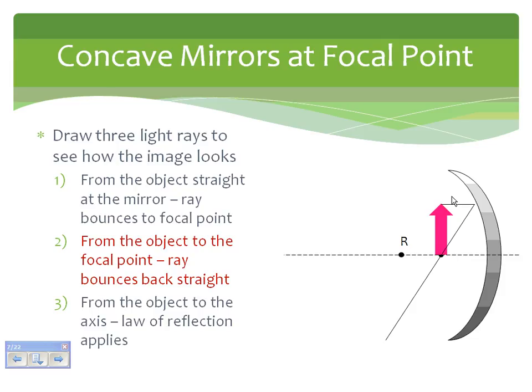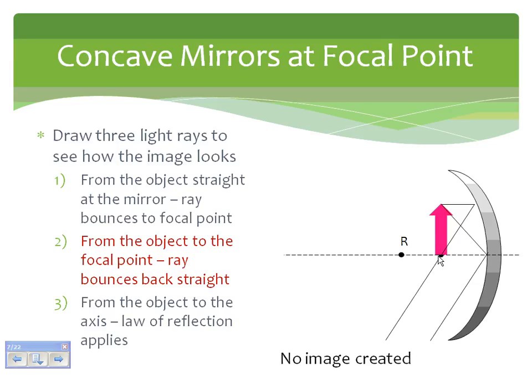You could do a separate third one, which is making use of the law of reflection by doing something like this, where you go towards the axis and it bounces back along that same angle. What do you notice about these two light rays? They're exactly parallel to each other. Okay, this is showing you that if you are sitting on top of the focal point, you create no image. Okay, no image.